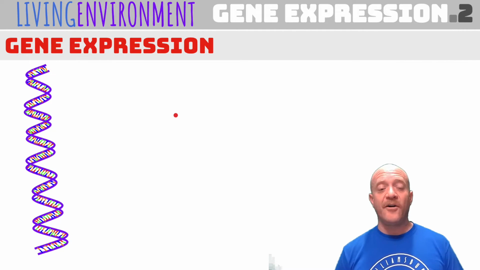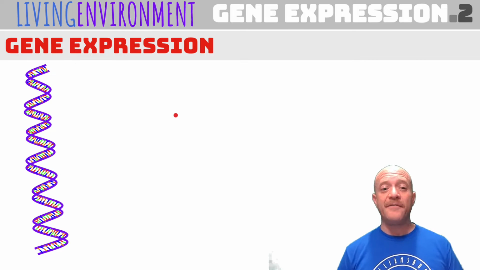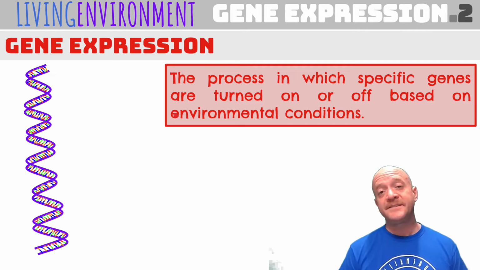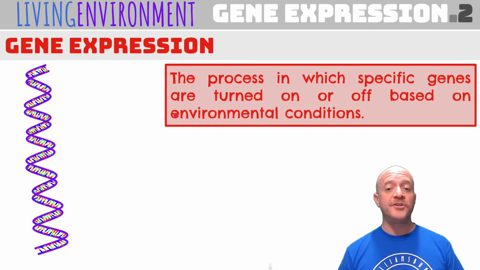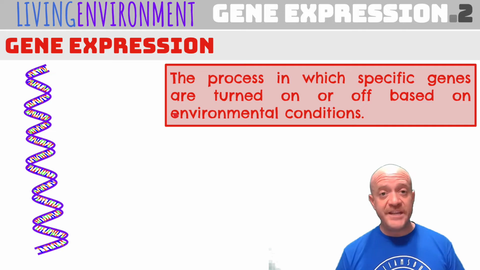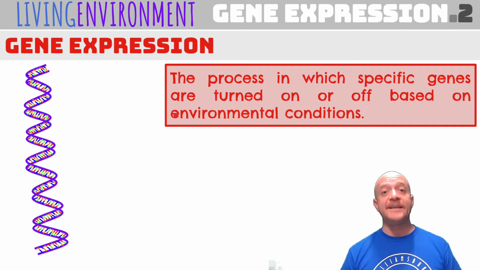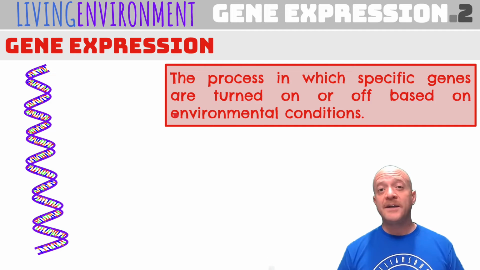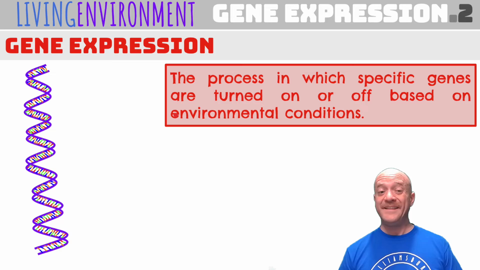So to make it all a little more efficient, we have what is called gene expression. Gene expression is just the process in which specific genes are turned on or off based on environmental conditions. Remember that genes are the instructions to make a single protein. So some environmental conditions might be temperature, light level, oxygen level. In this case that I'm going to show you, I'm going to show you location.